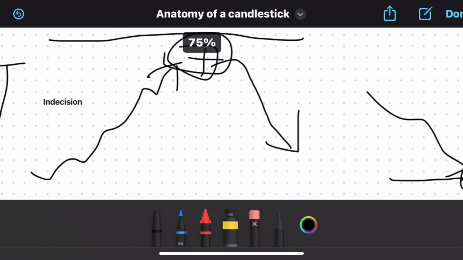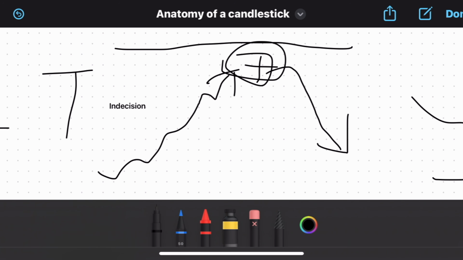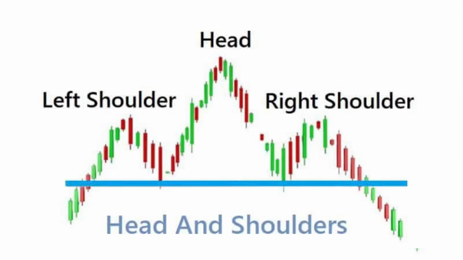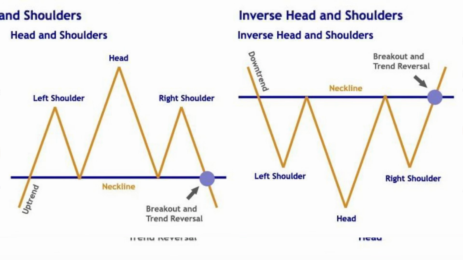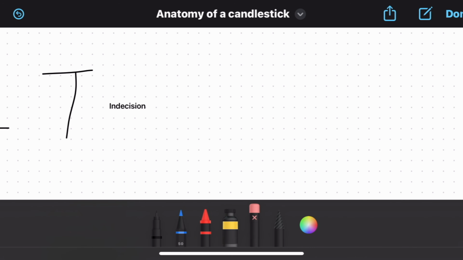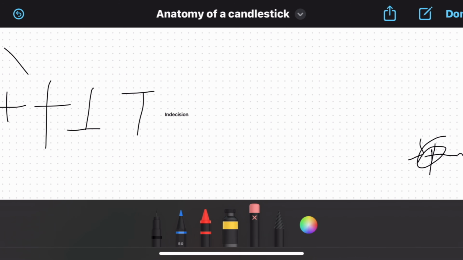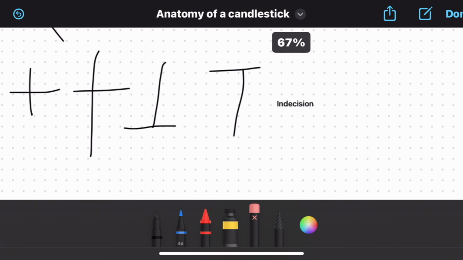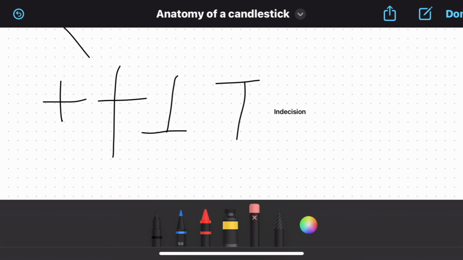We have many reversal chart patterns, like the head and shoulders chart pattern and also the inverse head and shoulders, but more on that in another video. This video is mainly for candlesticks, to help you understand candlesticks. So I hope this chapter has been helpful.